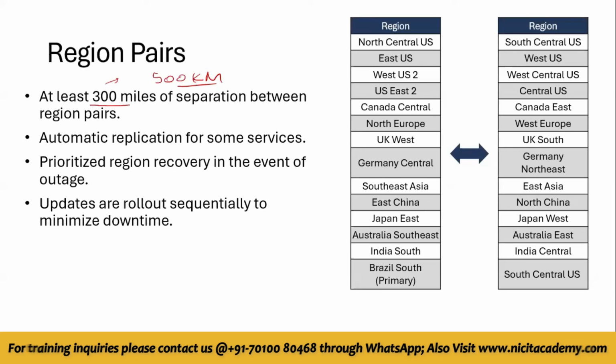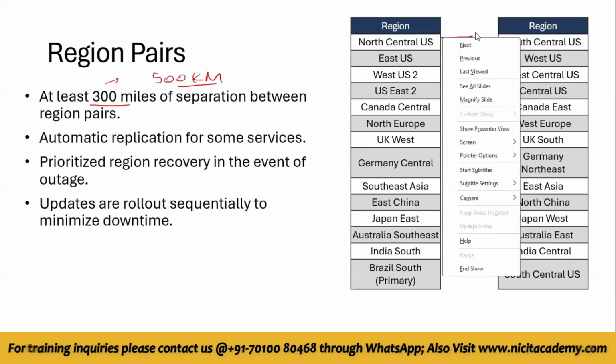All right. So the concept of region pair is that if one region goes down, I will be replicating my data to the other region, right? And this is a bidirectional connection. If North Central US goes down, I am going to transfer this data to South Central US.